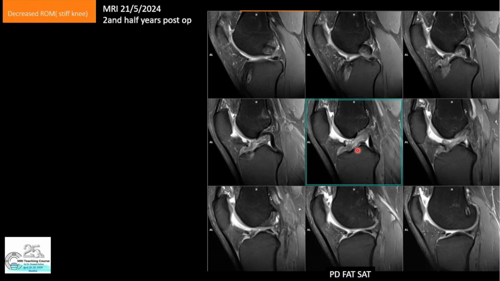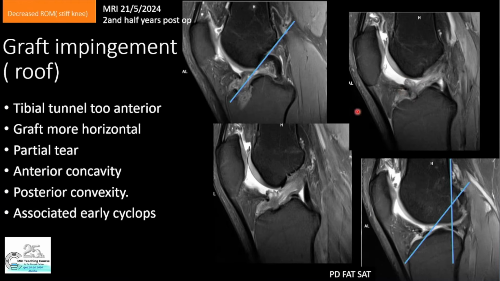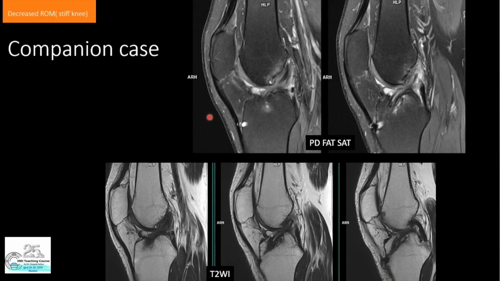Now 2.5 years later, this graft hyperintensity cannot be the revascularization phase. So this is definitely a partial thickness tear. The graft is horizontal. There is posterior convexity, there is anterior concavity, so there is an impingement of the graft. This is just the assessment of the femoral and the tibial tunnels, and we can also see a small cyclops formation over here. So this was graft impingement against the roof with partial thickness tear.